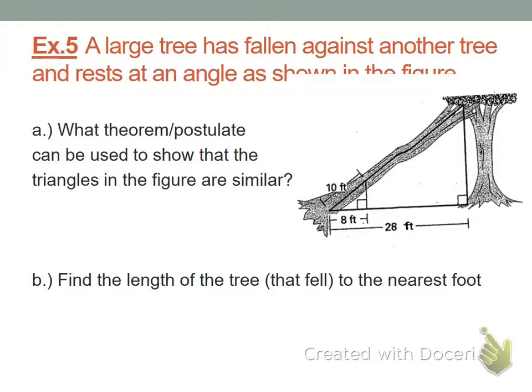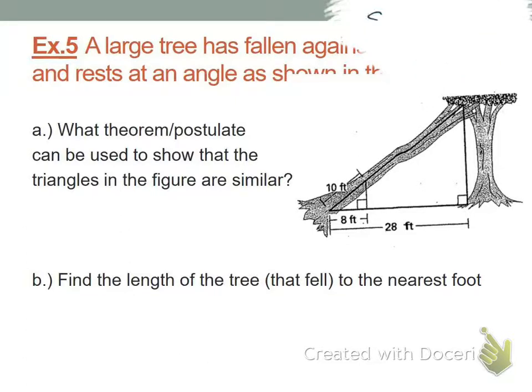All right, a large tree has fallen against another tree and rests at an angle as shown in the figure. What theorem or postulate can be used to show that the triangles in the figure are similar? So what are our options? Okay, our options are side, angle, side; side, side, side; and angle, angle. Which one do you think we could knock out right away? That's not going to be the one we use.